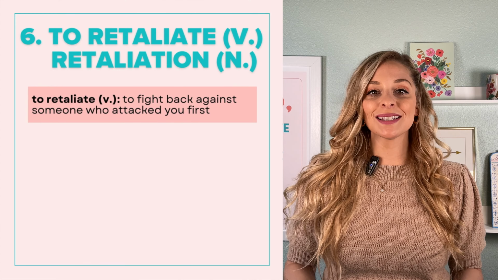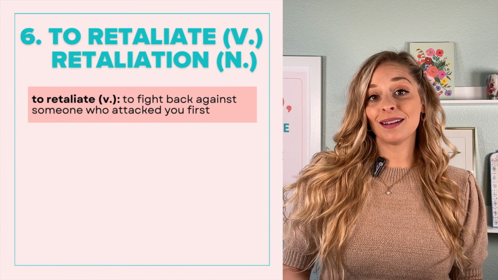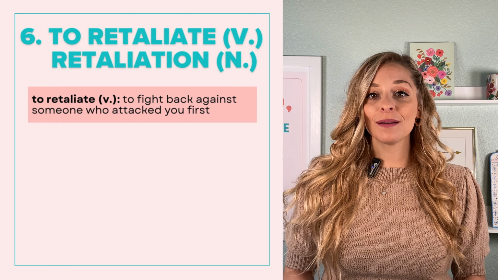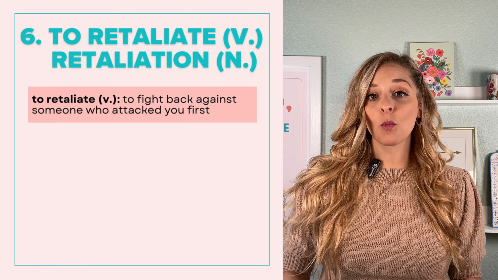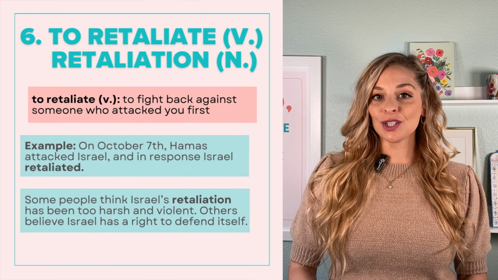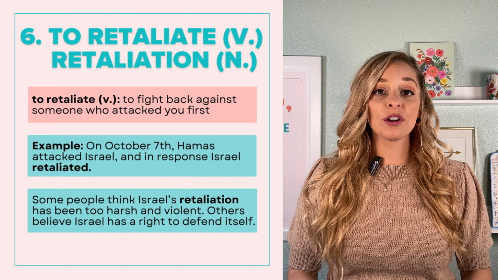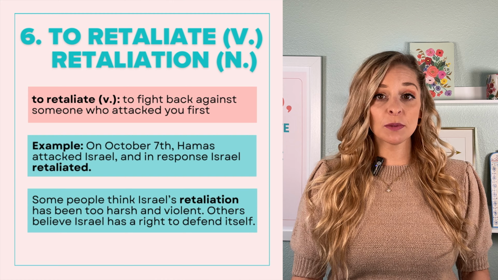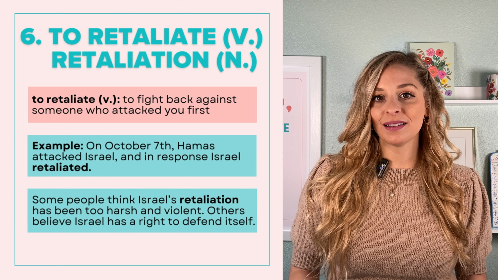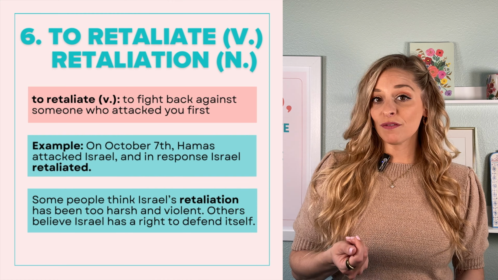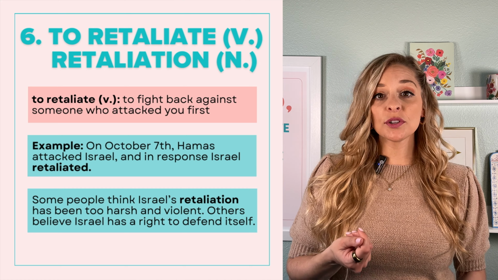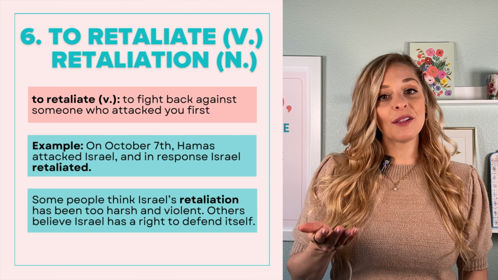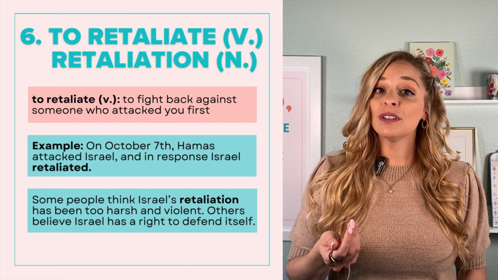And word number 6 is to retaliate, and the noun form retaliation. To retaliate is a great verb that means to fight back against someone who attacked you first. So in an example we can say, on October 7th, Hamas attacked Israel, and in response, Israel retaliated. They fought back. However, some people think that Israel's retaliation has been too harsh and too violent, but others believe that Israel has a right to defend itself.